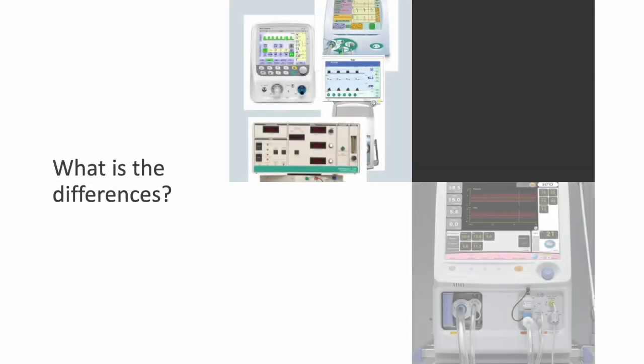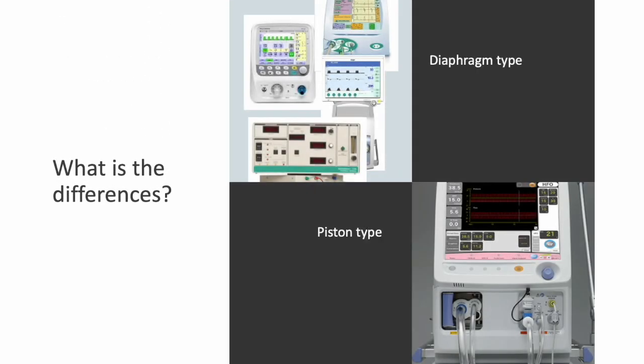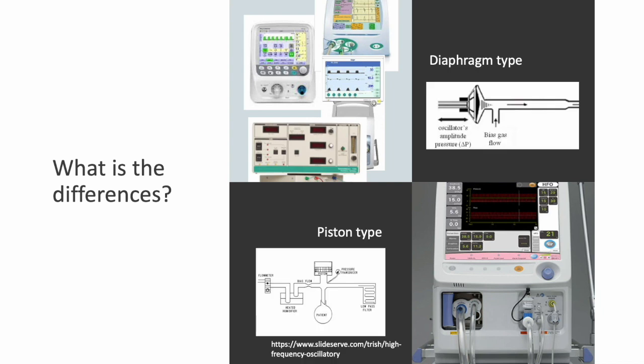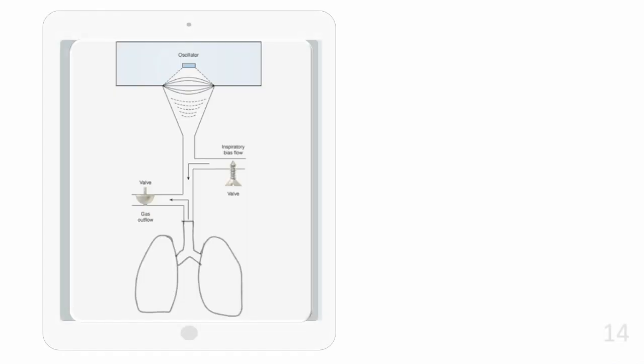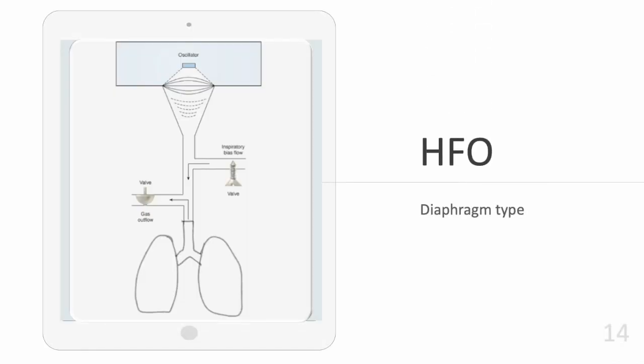Then, what is the difference between diaphragm type and piston type in HFO? The diaphragm type uses the pressure created by the membrane oscillating back and forth at a high frequency.